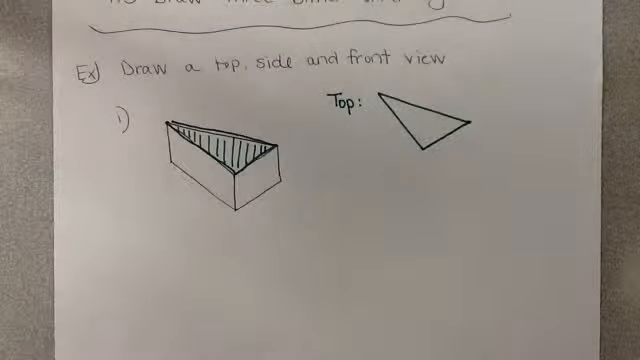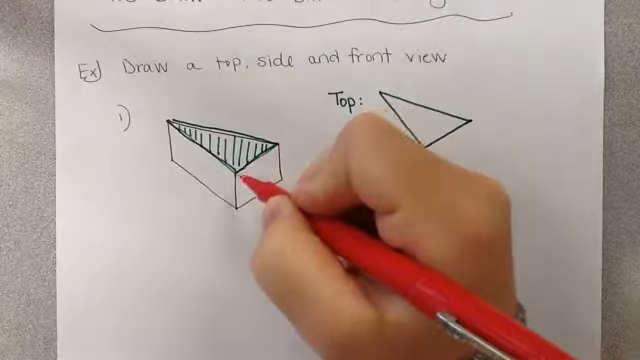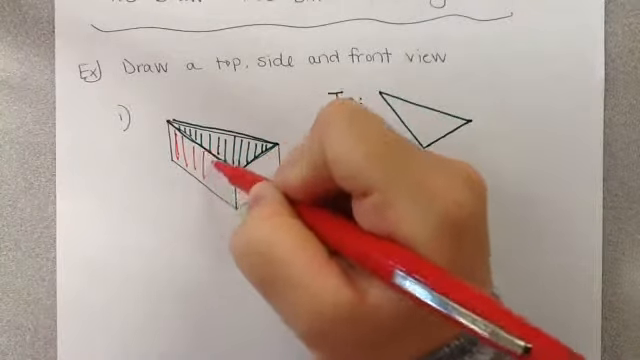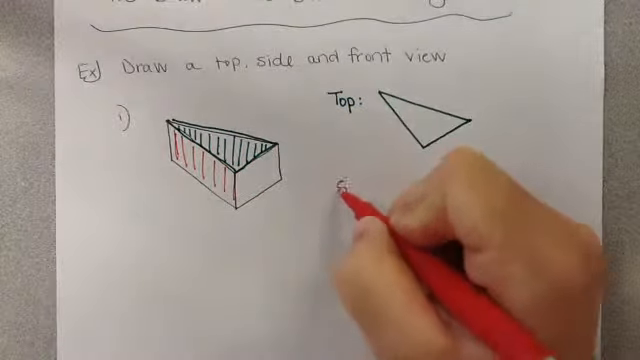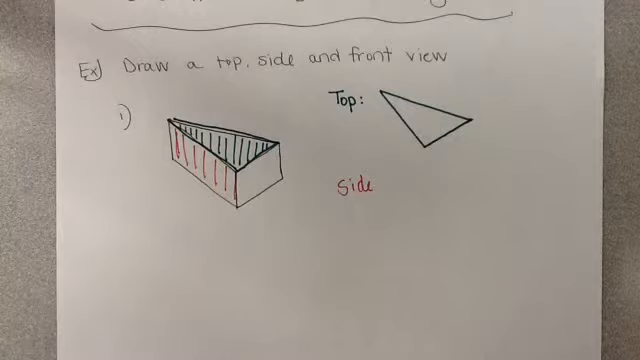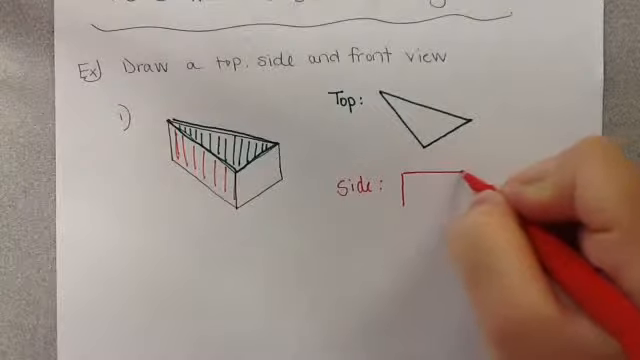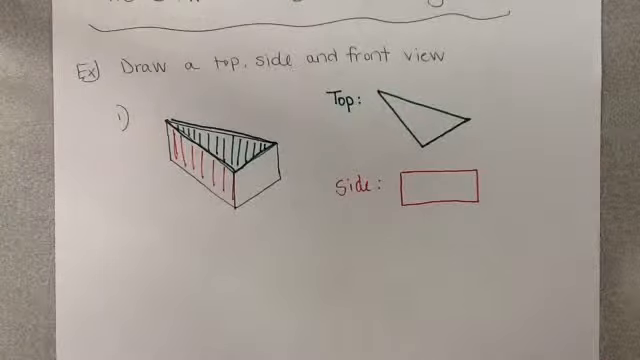Now if I were to look from the side, I'll take this as my side, so red. Meaning I get down and I look just at this side of the figure. I'm not looking at anything else. What shape is that side? It would be a rectangle. So if I were to pick this figure up and look only at that side of the figure, I would see a rectangle.